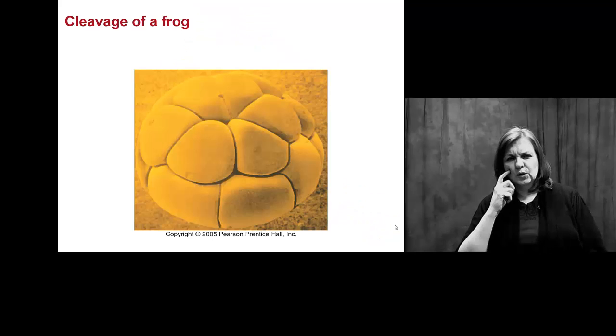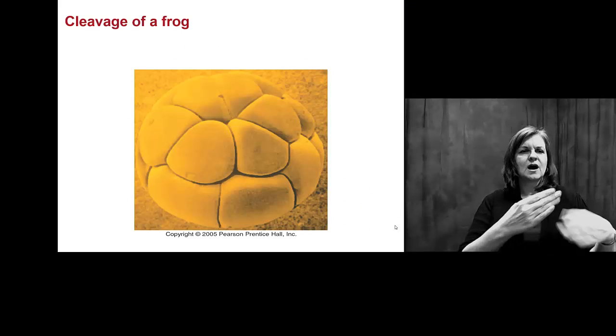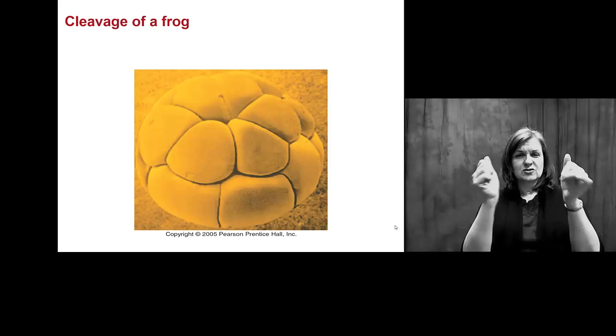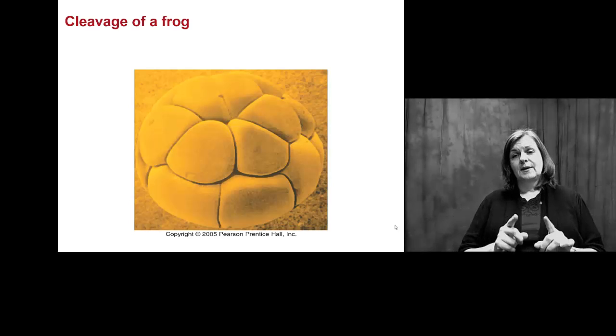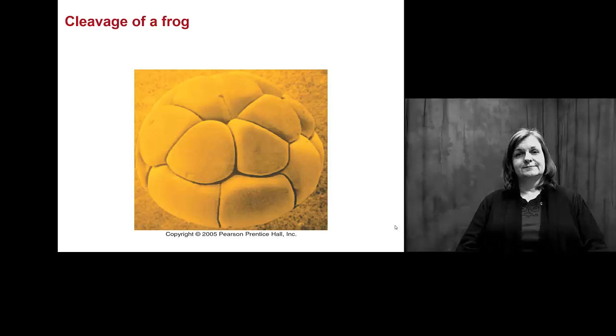This is the embryo early stages of a frog, and you can see in the cleavage stages we really are just dividing cells. You notice they're not all the same size, they're certainly not all the same shape. All we're looking to do is to very rapidly produce a very large number of cells.